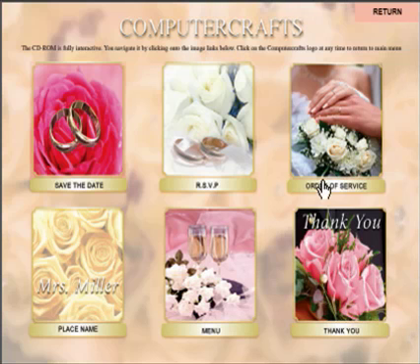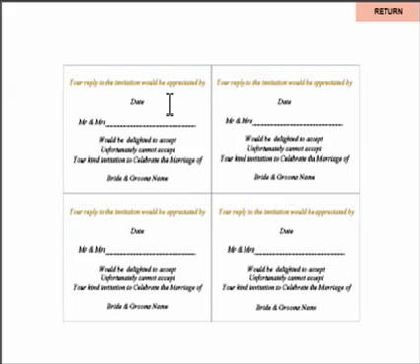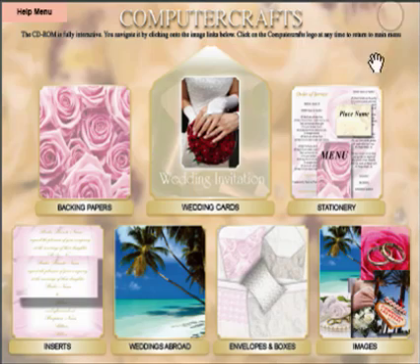The stationery section again has save the date cards, RSVP, order of service, place names, menu and thank you cards as well. If you go to the RSVP, as we can see now, you simply click onto it and you can put in your own details, the bride and groom's name, and of course there's a space here for the people to write in their name when replying to you.